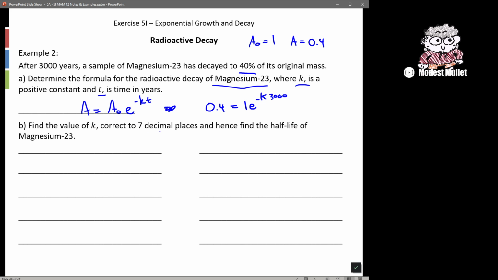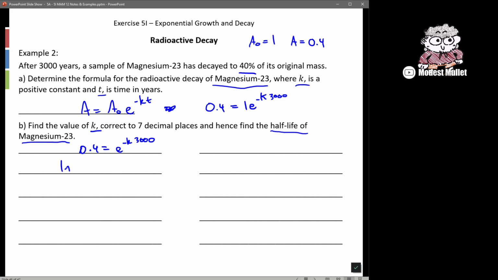Now find the value of K, correct to 7 decimal places, and hence find the half-life of magnesium-23. So let's look at the first bit. We need to find K. So we had our formula, which is 0.4 is equal to the one we don't need to write. We just get e to the negative K, 3,000.